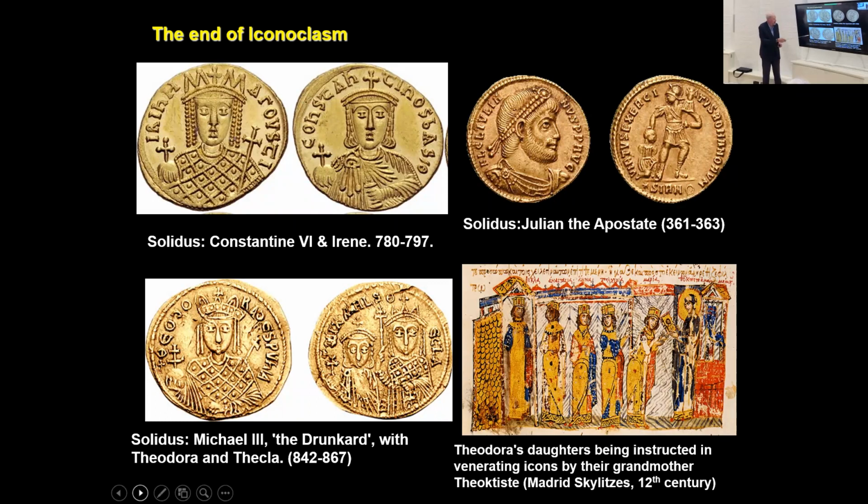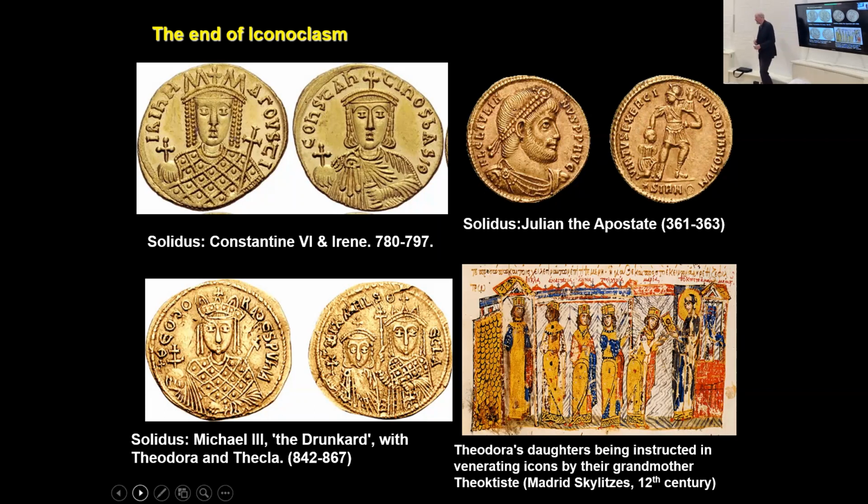Just down here, this is actually Michael the Drunkard, obviously in his young day, when Theodora was regent, and she called herself here Despina. And this is Michael's sister, Thecla. So the whole family were on the coin. The whole idea with these coins is that they're propaganda to reinforce the dynasty and tell you about the family and so on.